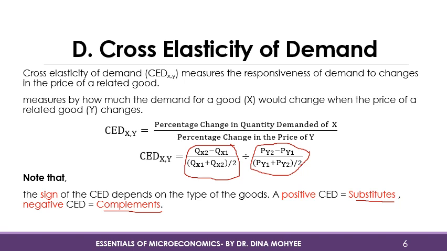In this respect, we should differentiate between the cross-elasticity of demand and the price elasticity of demand. The cross-elasticity of demand measures the responsiveness of the quantity demanded for good X to a change in the price of a related good, such as good Y, while the price elasticity of demand measures the responsiveness of the quantity demanded for good X with respect to a change in its own price.